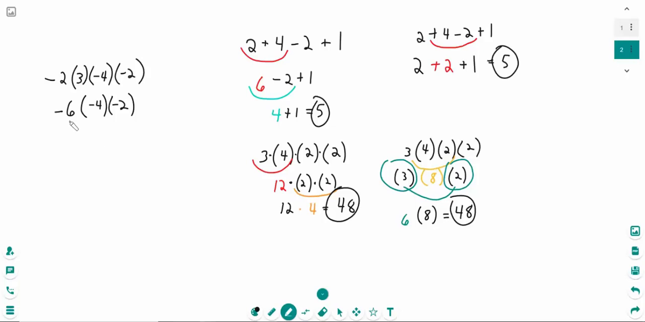All right, now we'll take it one step further. What's the -6 times the -4? Well, now we have a negative times a negative, so that's going to be a positive. 6 times 4 is 24, so we have a 24 times our -2, which is left over. And now we have a positive times a negative, so our answer is going to be negative. 24 times 2 is what? Is 48. So we get an answer of -48.